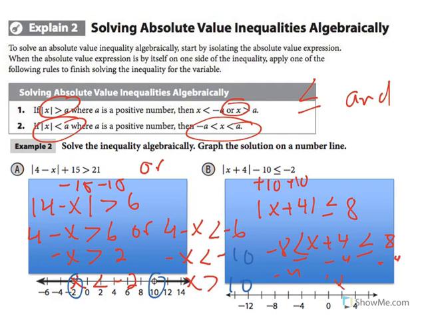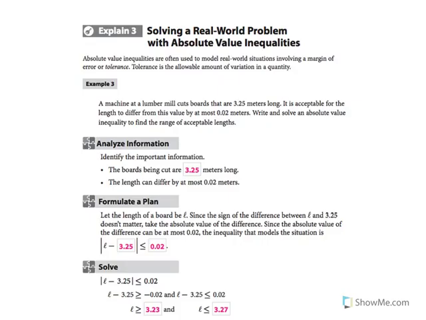So x is greater than or equal to negative 12, and less than or equal to 8 minus 4, which is 4. So negative 12 is here, and since it's less than or equal to, we need a solid dot. And 4 here, we need a solid dot, and the solution is between those 2 points. Okay. And here is a word problem.